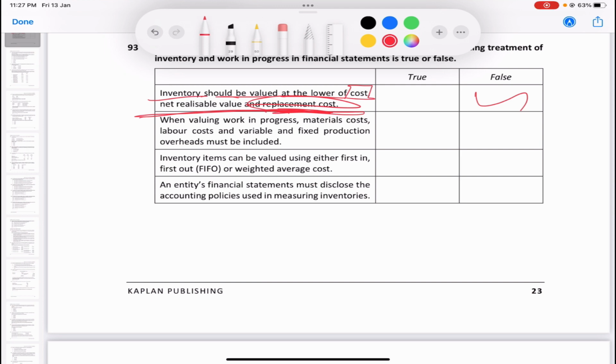When valuing work in progress, material costs, labor costs and variable and fixed overheads must be included too. Inventory items can be valued either using FIFO or weighted average cost. Any entity's financial statements must disclose the accounting policies used to measure inventory. True.